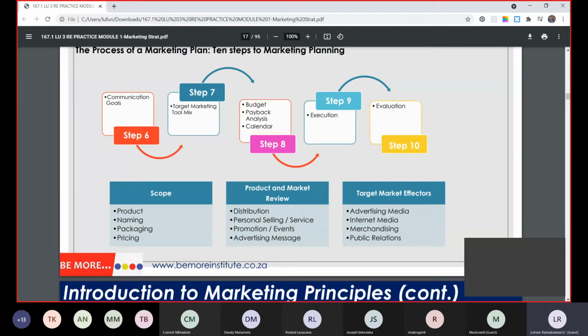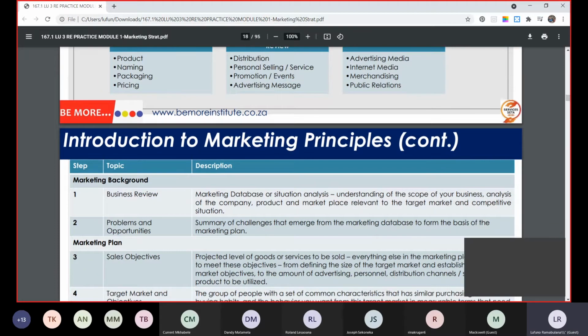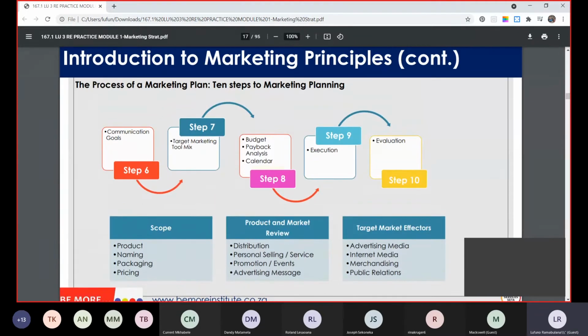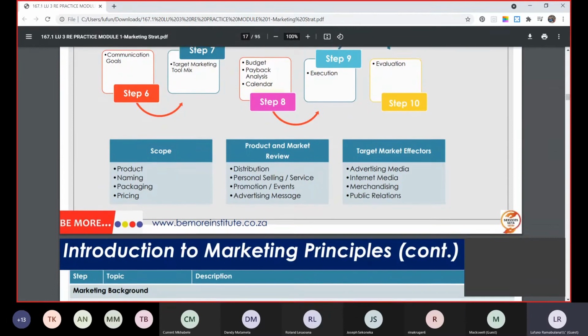What is our advertising market? What are we going to be able to put out there? Your target market effectors will be your advertising media, your internet media, merchandising, what type of t-shirts and all those kinds of things, public relations. How are we going to do all that? So in essence, it's the process flow, or the 10 steps in our marketing plan, or marketing planning.